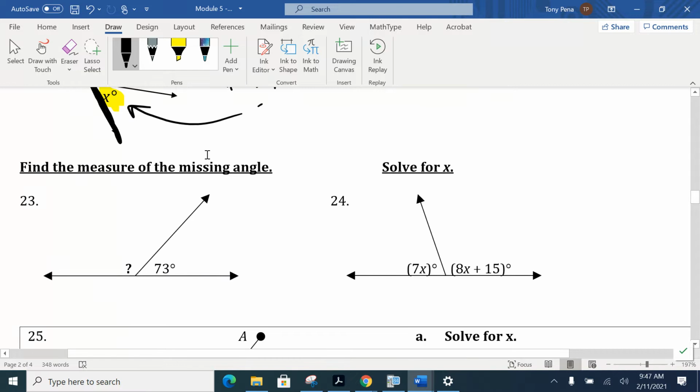All right, so 23, we can do that real quick. You just do your 180. We know the whole amount is 180. Subtract your 73. That should be, oh goodness, what is that, 107? So that should be 107 degrees.